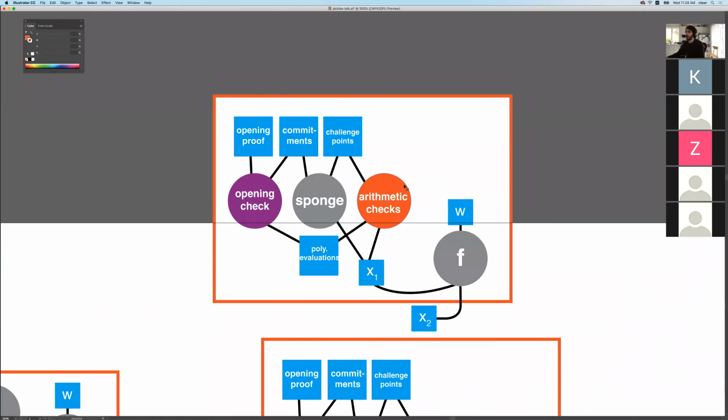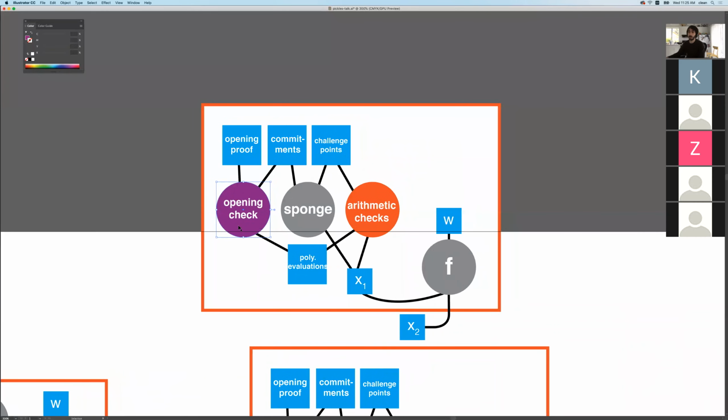These arithmetic checks are pretty cheap, and you could probably get away with using the wrong field for the arithmetic checks, but the opening check is quite expensive because it requires some scalar multiplications on elliptic curves, and that would be very expensive to simulate. I don't think you would want to do that. I don't think that would be very practical. Probably for the arithmetic checks you could get away with it, but for the opening check it's very expensive.